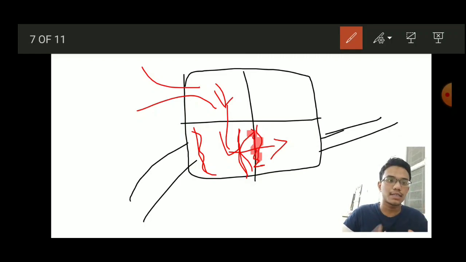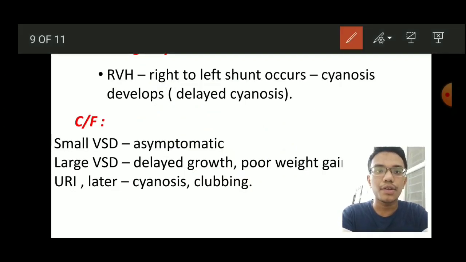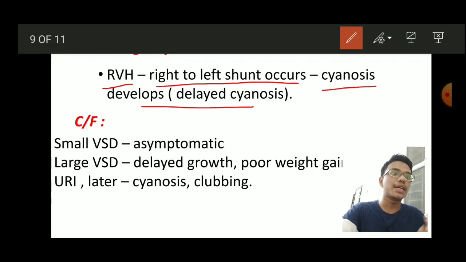This topic I had discussed in detail in the last lecture. You can visualize it if you want. This is the Eisenmenger syndrome. You have the right ventricular hypertrophy. Here right to left shunt occurs and cyanosis develops. Here in this case, delayed cyanosis. This is the concept of ventricular septal defect.